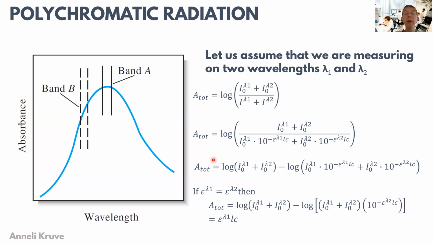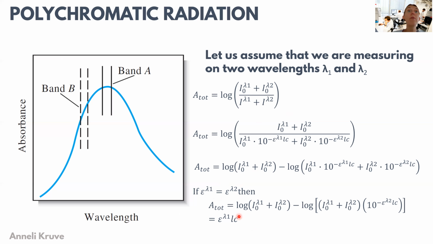the ratio, then we can see that the total absorbance is not anymore directly linearly related to the concentration. And this linear relationship applies only if the molar absorption coefficients for our analyte at these two wavelengths, lambda 1 and lambda 2, are equal. So only if the molar absorption coefficient is very, very close for these wavelengths that we are measuring together, only then actually the linear relationship between the absorbance and the concentration is valid.